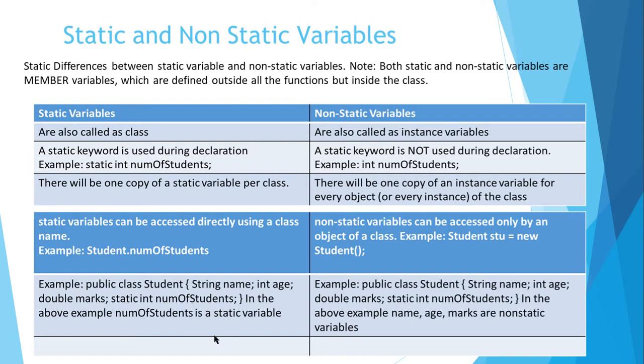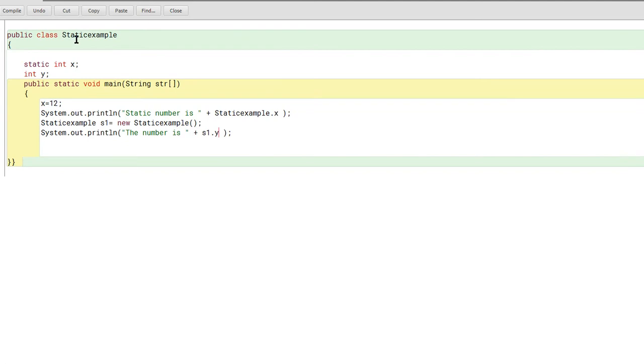Let me show this with the help of an example. You can see in this code I have two variables, int x and int y. x is a static integer, whereas y is non-static, nothing is written before it. Now when I am trying to use x, I can change it directly, because one more rule: in a static method you can only use static variables, so y cannot be accessed over here directly.